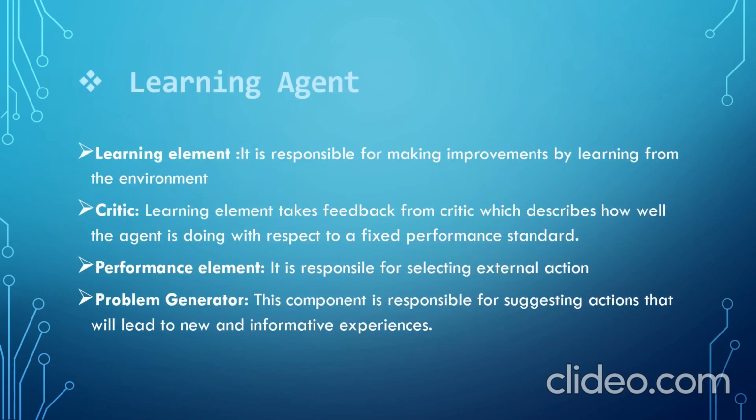The fifth type of agent is the learning agent. The learning agent has four elements. The first element is the learning element. It is responsible for making improvements by learning from the environment. The second element is the critic. The learning element takes feedback from the critic, which describes how well the agent is doing with respect to a fixed performance standard. The third element is the performance element. It is responsible for selecting external action. The fourth element is the problem generator. This component is responsible for suggesting actions that will lead to new and informative experiences.